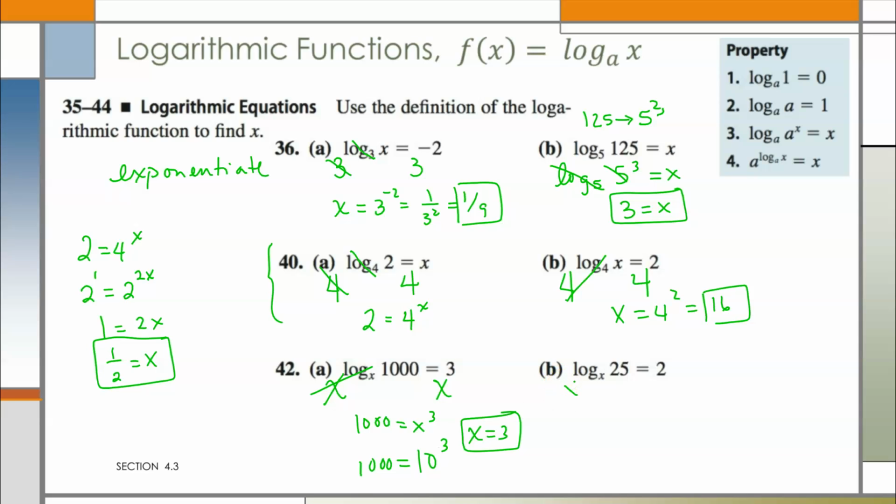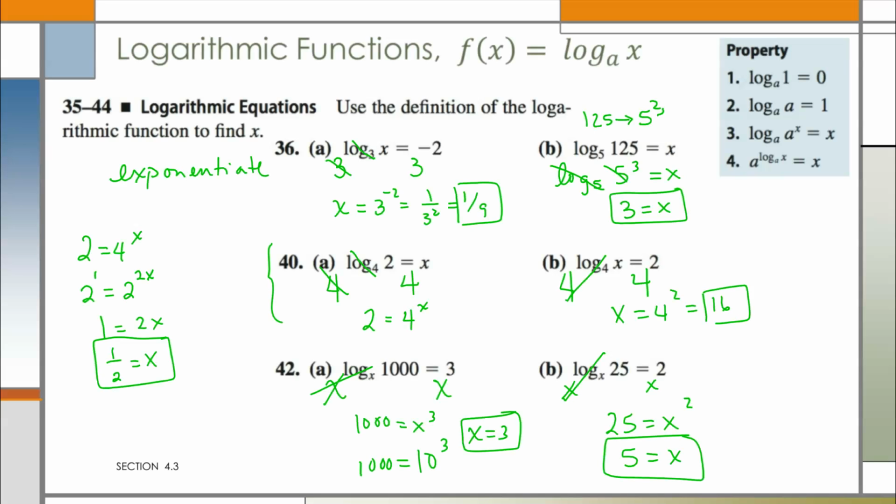Okay, exponentiate base x. Those cancel out. We want to think about what can I square in order to get 25. 5 is what we can square to get 25. Okay, that's the end of this part of section 4.3.